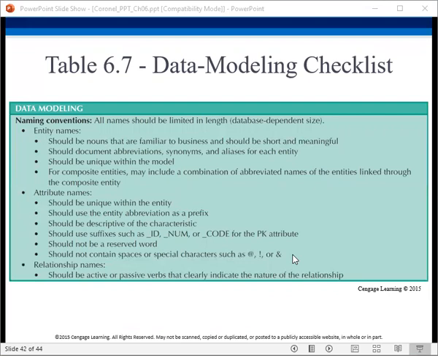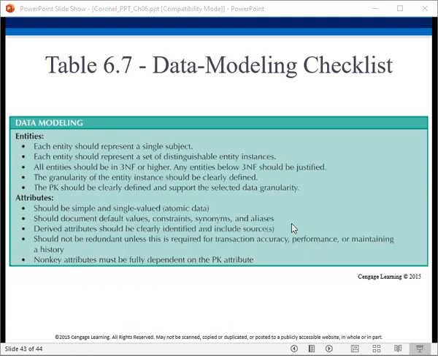We should have a good naming convention. We don't want to have extremely long names. Names for our tables should be nouns familiar to the business, short and meaningful. Attributes should be unique within a table. And we should use the entity abbreviation as a prefix. And relationship names should be active or passive verbs to indicate the nature of the relationship.